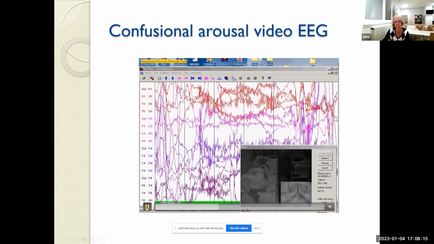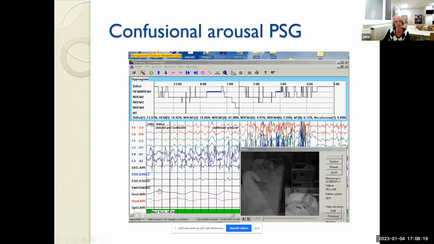This is his video EEG, and this is PSG. You see he snores, but it is not about sleep apnea in this case, but just snoring.